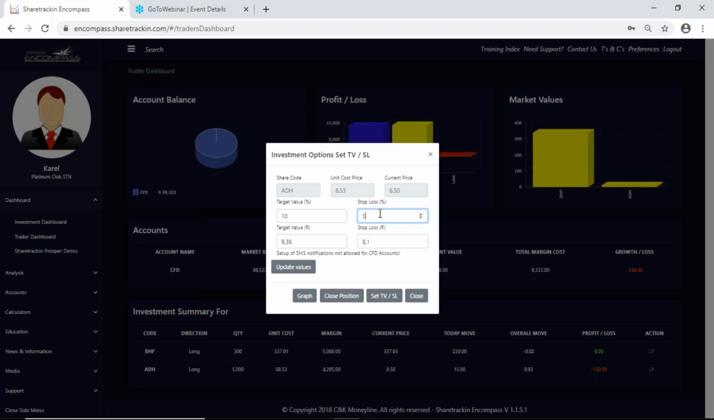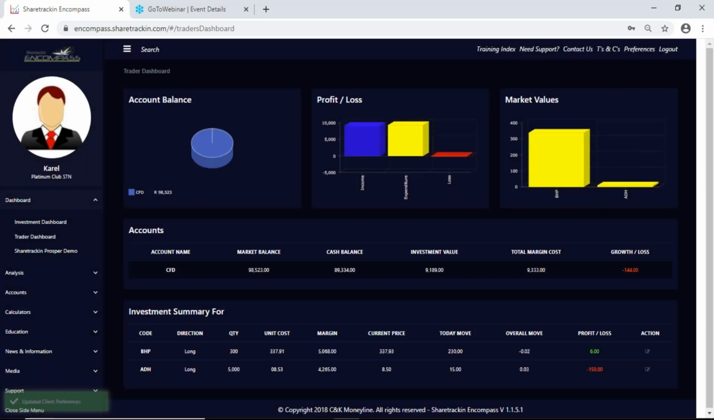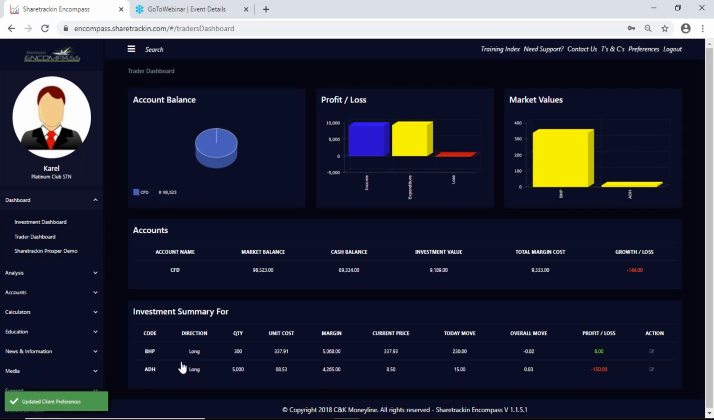Remember that this is still fairly new, so you can set it up, but for the time being, they are busy developing. You can set it up, but it will not notify you by SMS, because there you can see set up of SMS notifications not allowed for CFD accounts. So it will not notify you. And then you can click update values, update the client preferences, and now you know it's been set up.